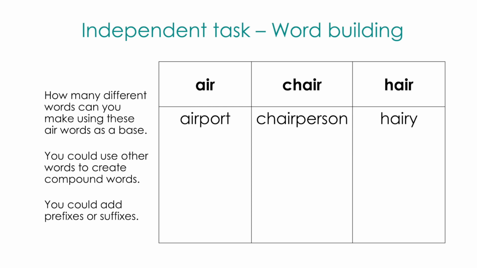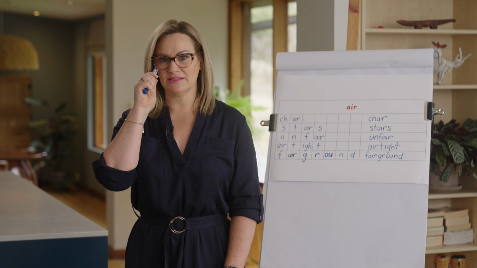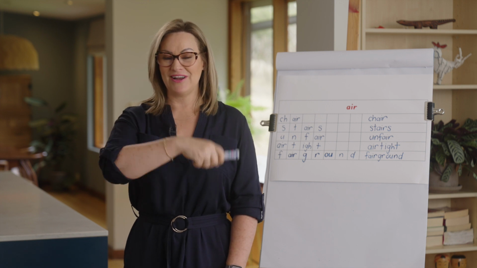So under the column air, you could have airport, airdrop. Under the hair one, you could have hairy, hairdo, like my nana has. Under chair, you could have chairperson. You could have chairing. I've run out of things. I bet you can come up with a lot more than I can.